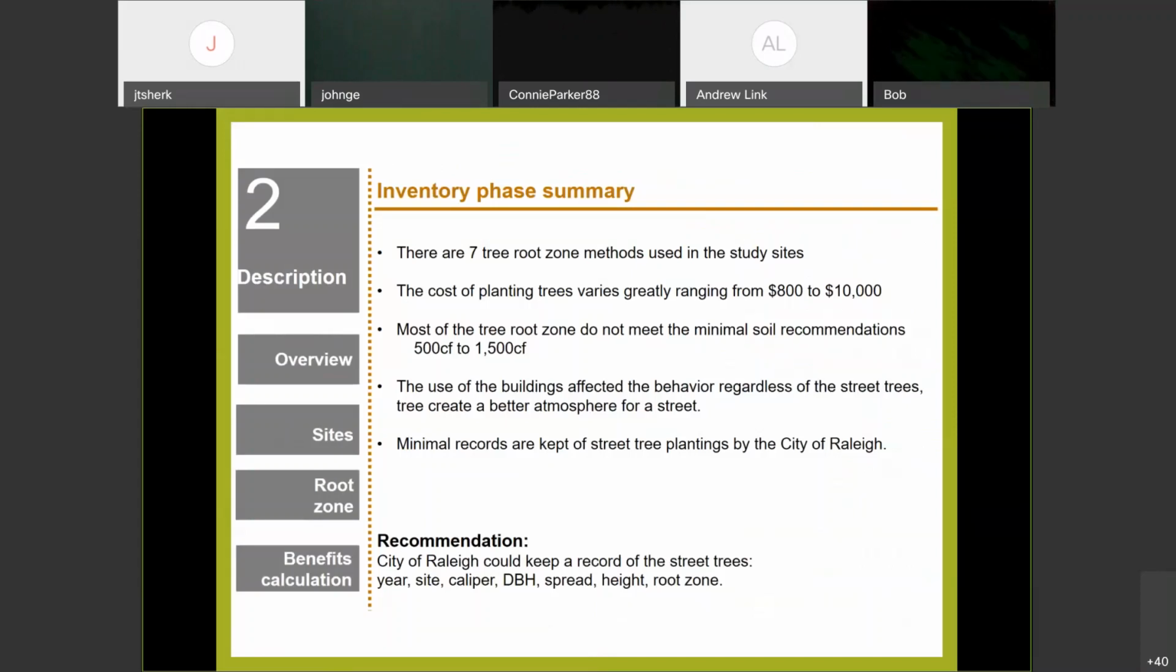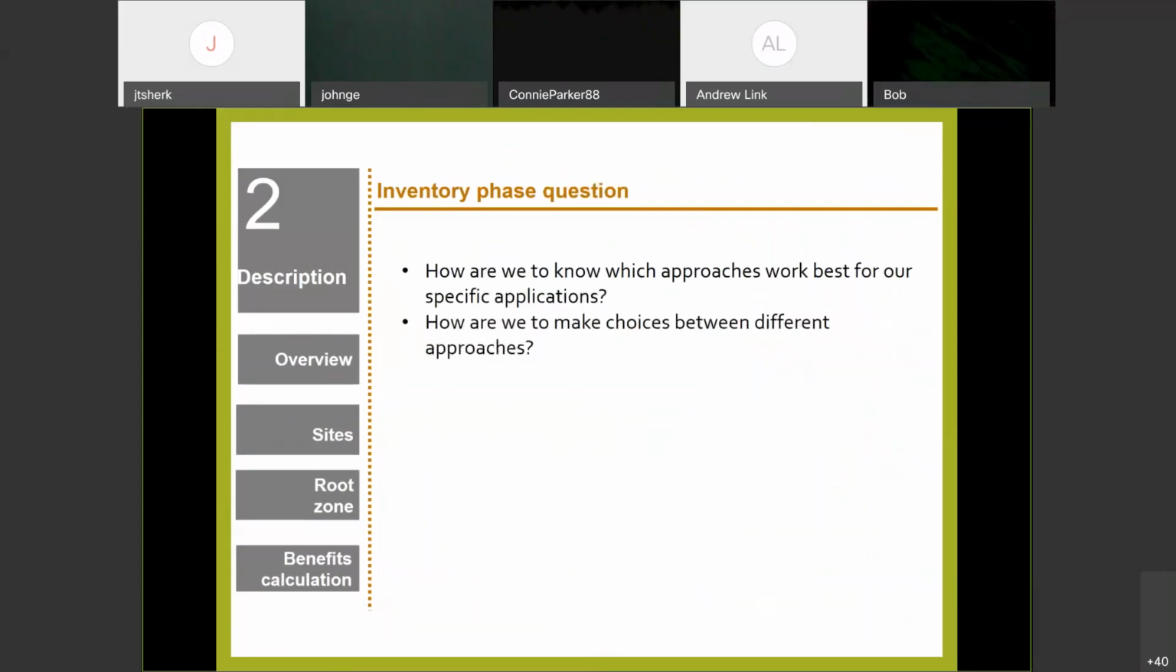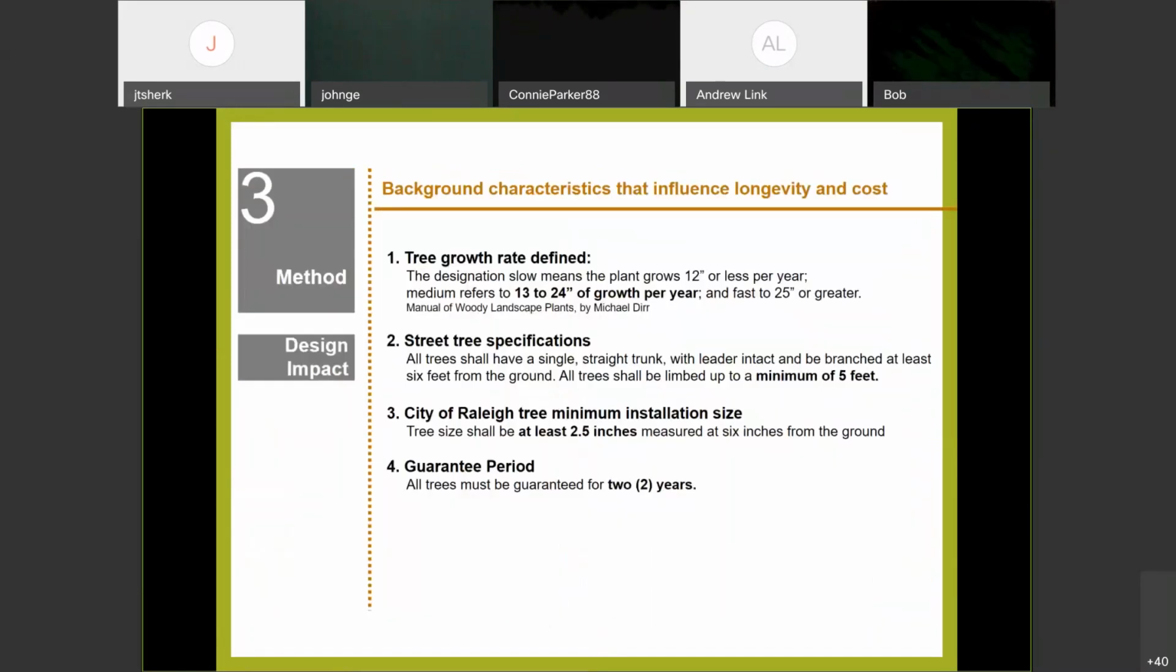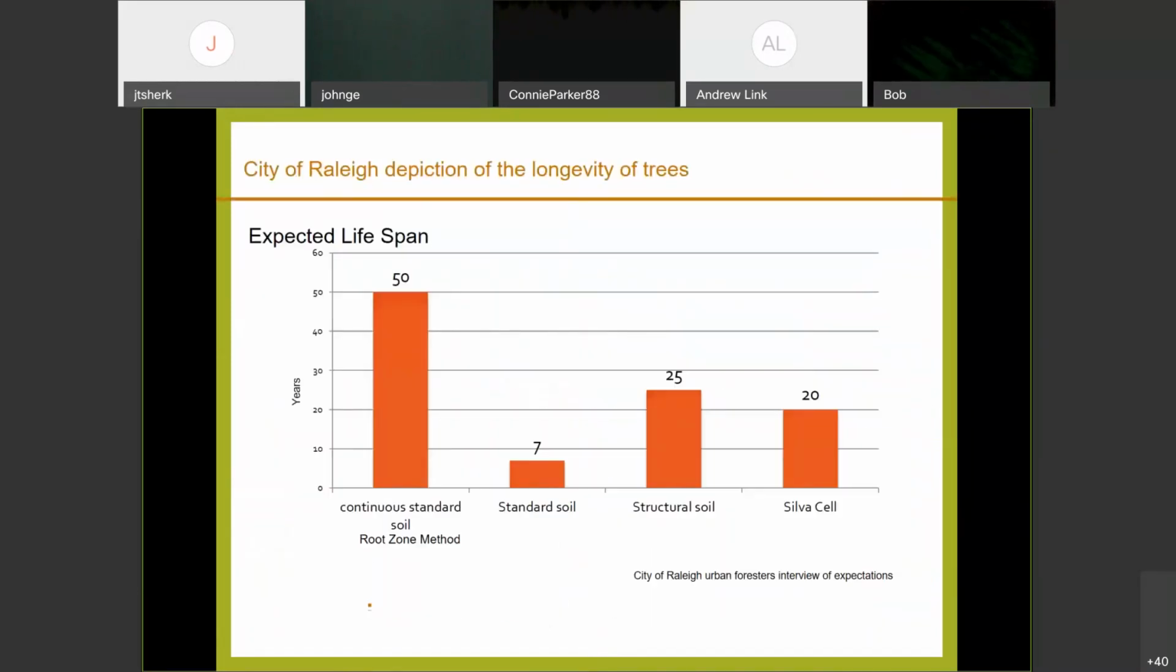But we looked at the cost of planting those trees in the different strategies, and we were trying to figure out, okay, well, what would work best to make our trees high value. So we can expect our trees to live longer if they're in continuous soil with lots of root zone versus standard soil, which is that tree pit, which only lives 7 years, structural soils, which claim to live 25, and Silva cell structures for 20 years.